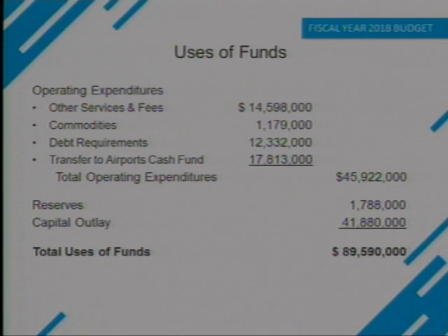for total expenditures of $45,922,000. We also anticipate reserves to be $1,788,000. These are funds estimated that we receive this year to be used in 2018 on future capital. And then I mentioned the capital outlay has been reduced, and we're projecting $41,880,000, and all of that balances the budget at $89,590,000.